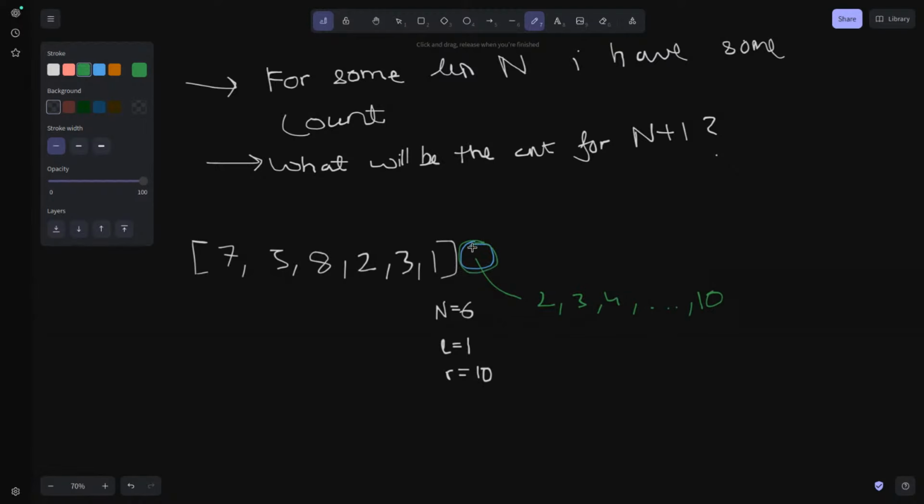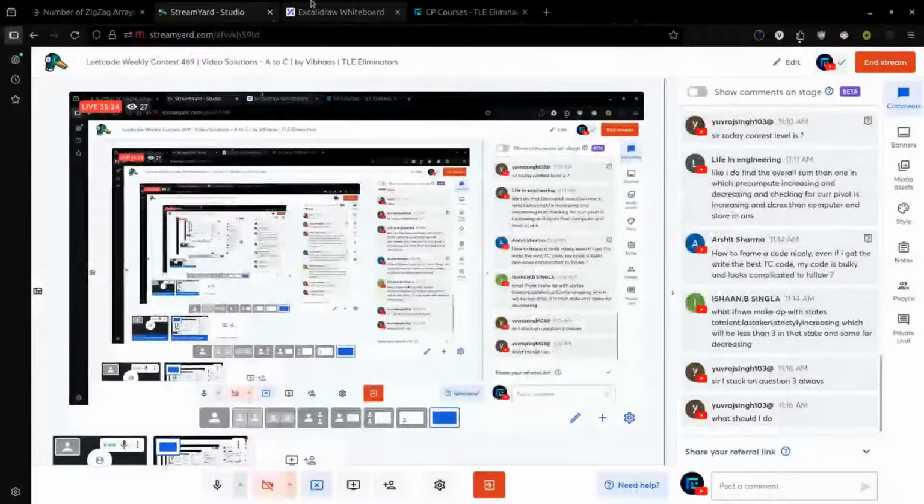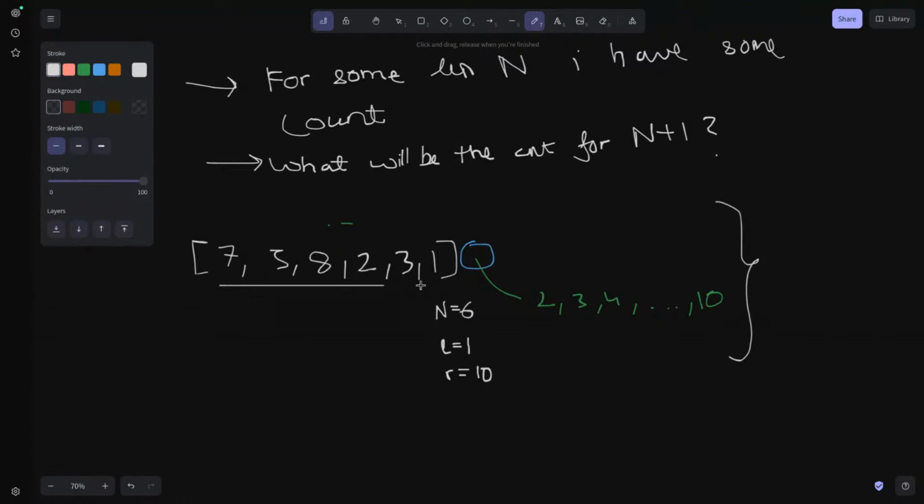For the last element, right? So that's why we say that after this, we get 9 different possible values. So we get this intuition that we should use DP. For a given n, if we have the counts of the different zigzag arrays, then we can transition to having the count of different arrays for n plus 1.